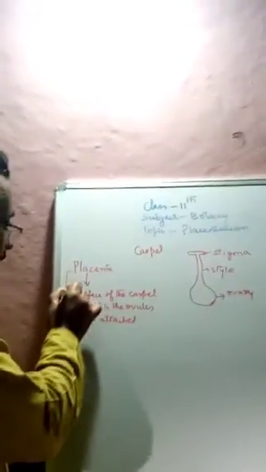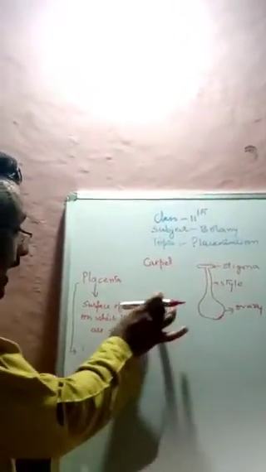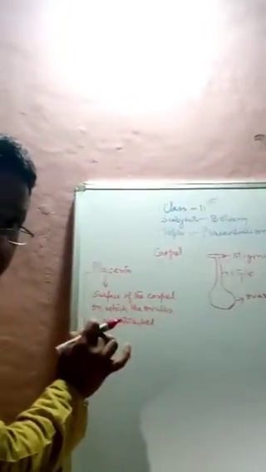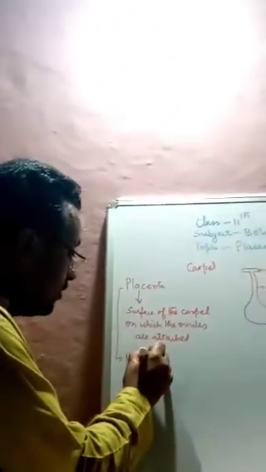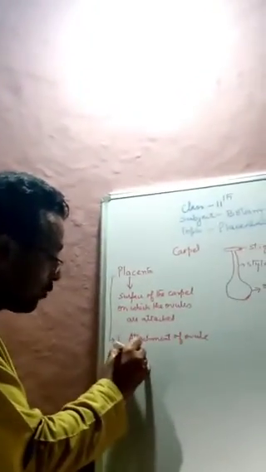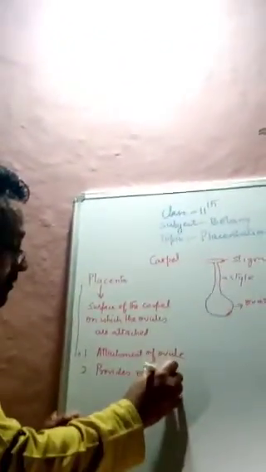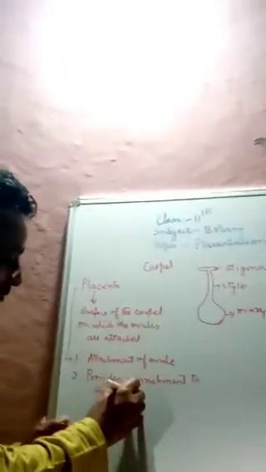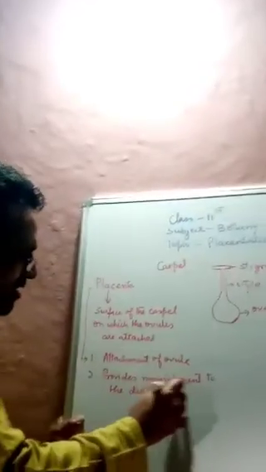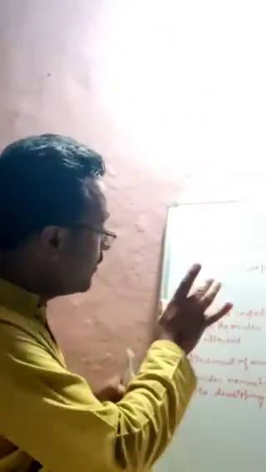And this placenta performs some functions. First one, it helps in the attachment of the ovule. Second one, it provides nourishment to the developing ovule. This is what we call a placenta.